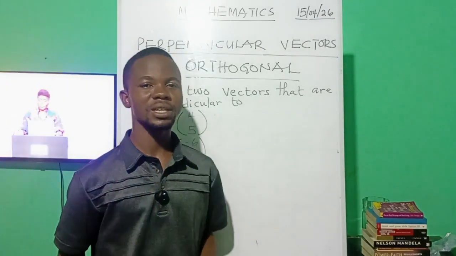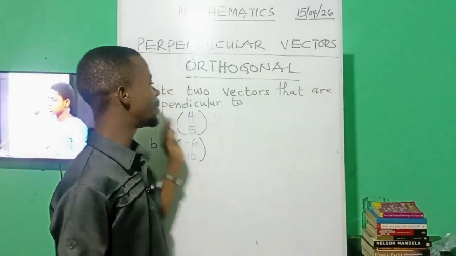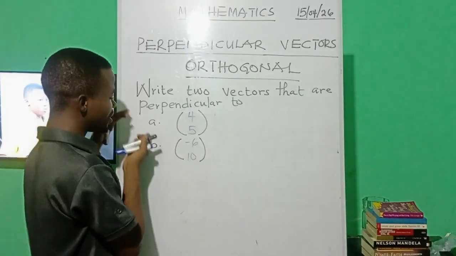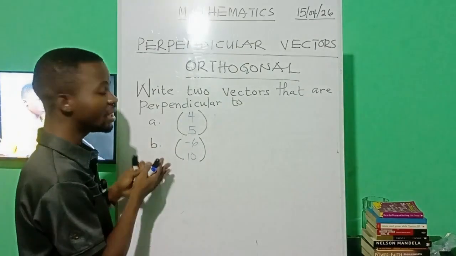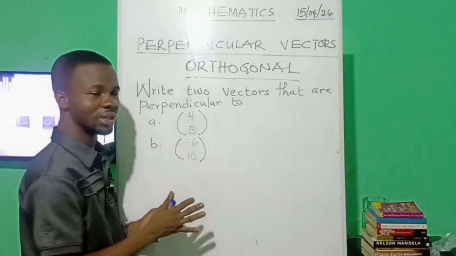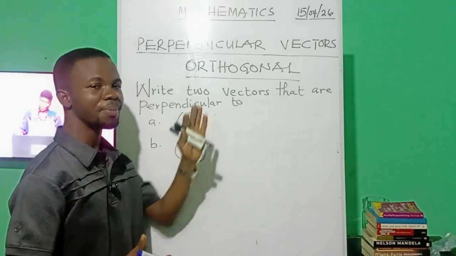This is your activity. Write two vectors that are perpendicular to, so 4, 5, which is the A, and B, which is -6, 10. This is your activity. Take your time and solve it step by step.